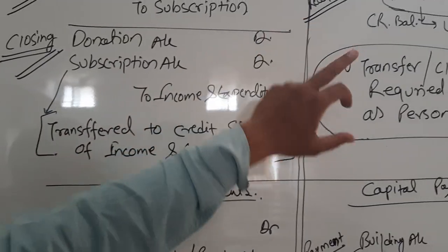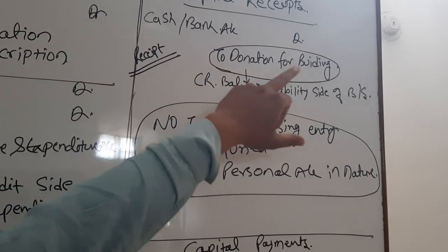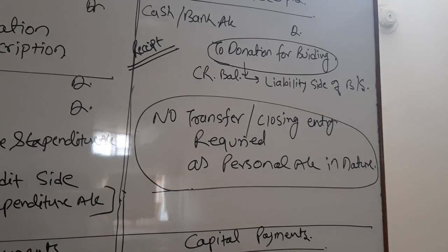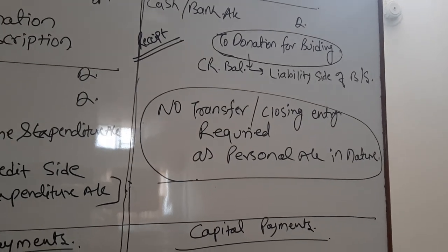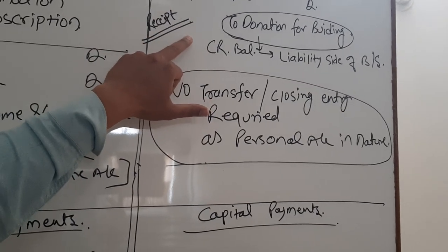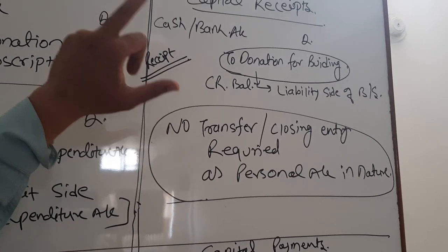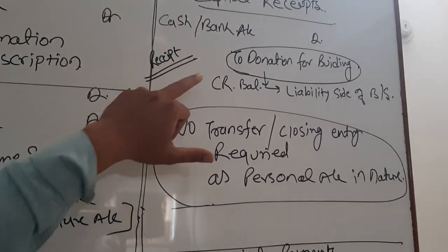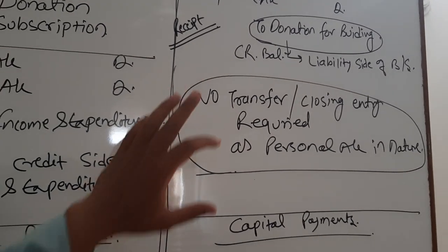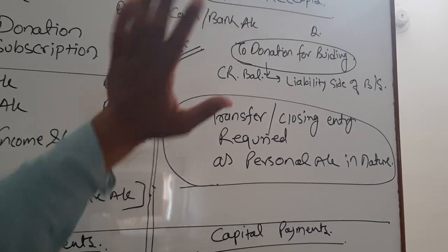But in case of capital receipt, cash or bank account debit to donation for building, may be life membership fee or some other capital receipts which we will discuss later in this chapter. These capital receipts are personal account in nature, not to be closed and transferred. Their credit balances will go to the liability side of the balance sheet, as these balances will always be there in the books of accounts of the NPO.